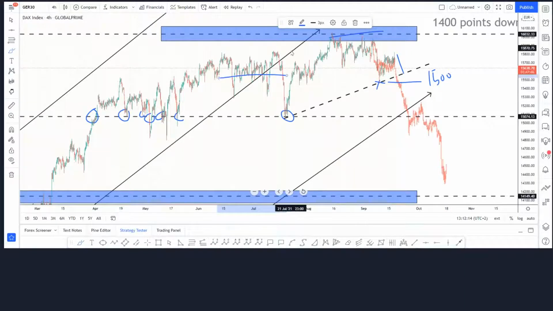See what happened here? It did break, but it did bounce back here. I think it's gonna break it. It's gonna do a retest in this area. Then from here, we're gonna actually fall to the 14,300, 14,200 area, and from there we can see what's happening.